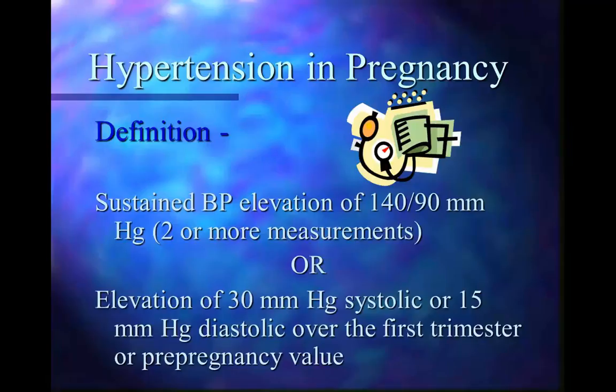This definition is important because if you have a patient whose blood pressure runs 90/70, then it only takes having an elevation to 120/85 to be considered hypertension. And we normally wouldn't think of that as high blood pressure.